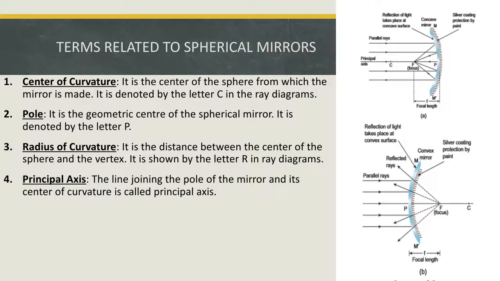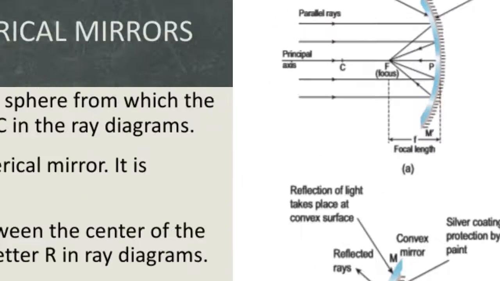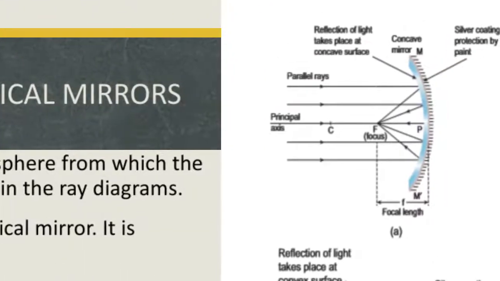Then the principal axis. The line joining the pole of the mirror and its center of curvature is called the principal axis. So if you draw a straight line passing through, not actually joining, it is passing through both the pole and the center of curvature, then it is called the principal axis.